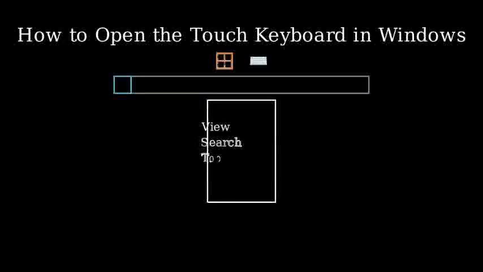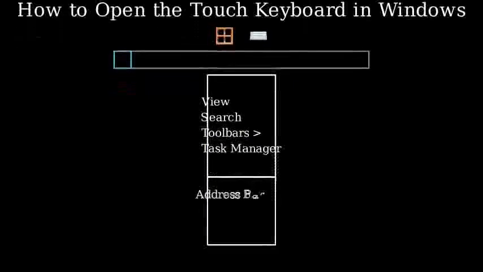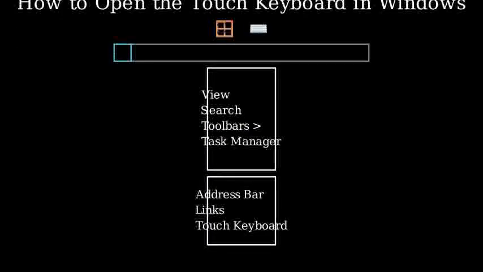Next, a context menu will appear. Look for the Toolbars option and hover your mouse over it. This will open a submenu. Then, in the submenu that appears, look for and click on Touch Keyboard.